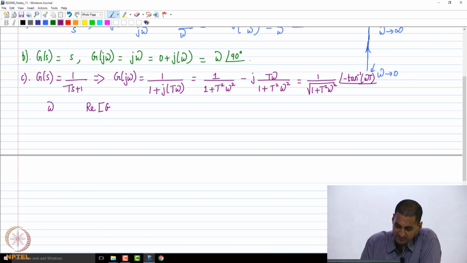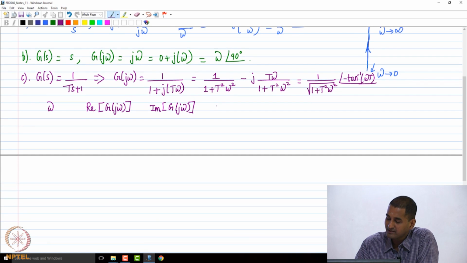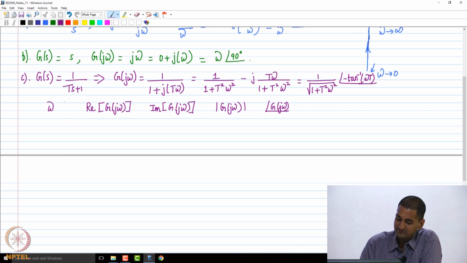Typically it is useful to construct a table of what happens to the real part of G(jω) and the imaginary part of G(jω) as we vary ω over various critical values, and also its magnitude and phase. Okay, so let's say we construct a table like this.